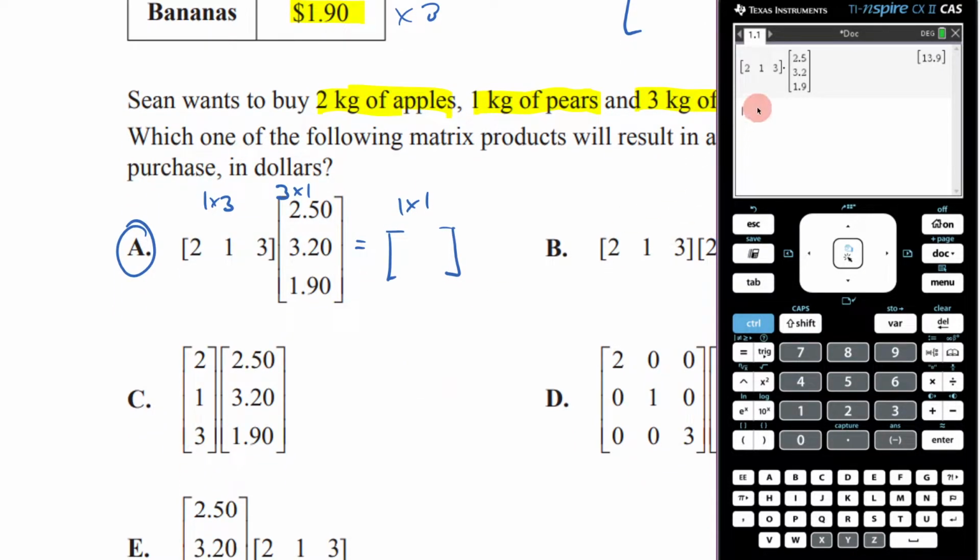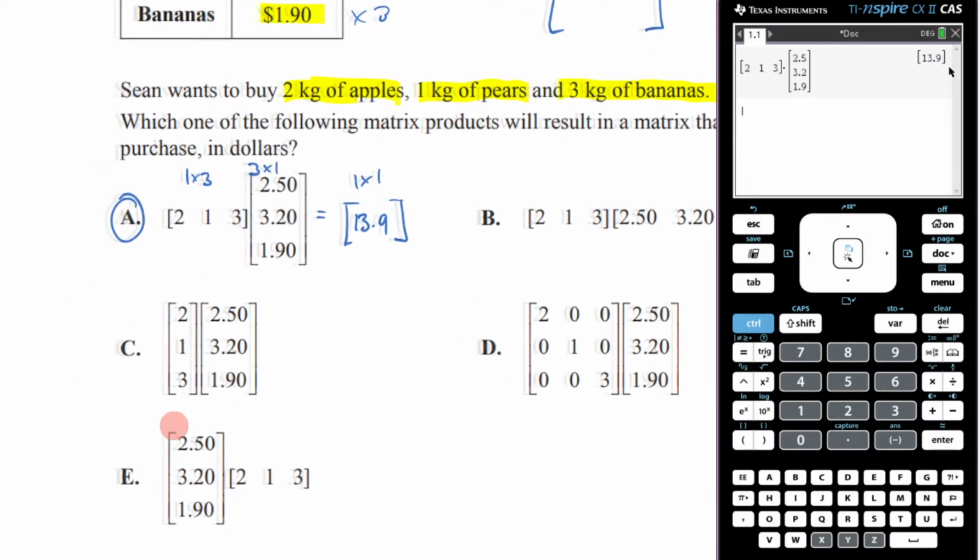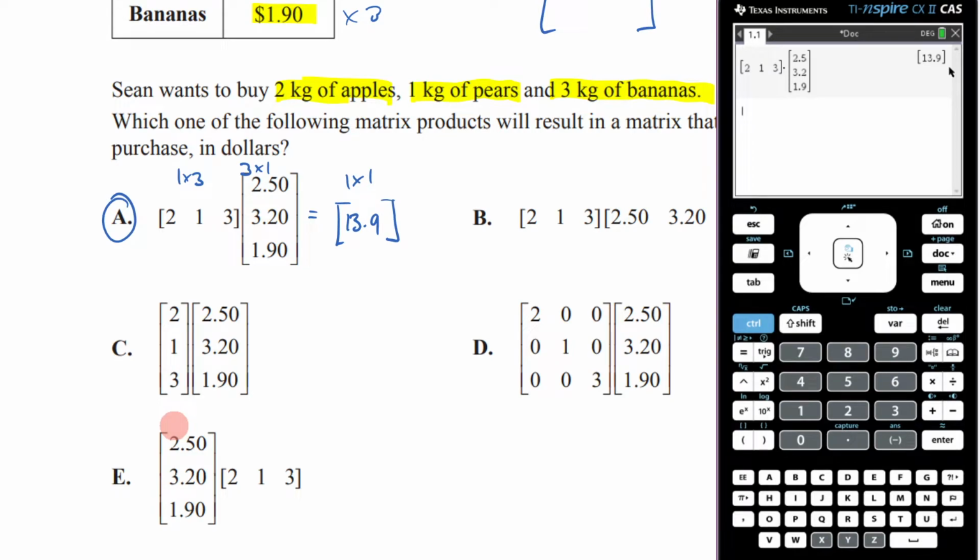You can see that the answer I am going to get is 13.9, but you'd be a bit nuts to put that into your CAS because you don't need to, and it took me a long time just to type it all into my CAS and get all my matrices. You wouldn't put it into your CAS. You just need to know that you need a 1 by 1 matrix out, and this is the one that works. Everything else, as we go through it, is going to either be undefined or not give me a 1 by 1 matrix.